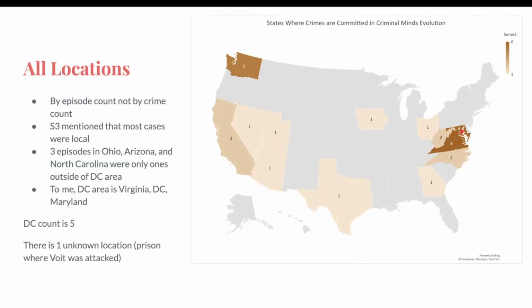And there's also 1 unknown location because the prison where Voight was attacked at the very, very end of season 2 was not specified. Additionally, Washington is also one of the most common states, and that's just high because that's where Elias Voight lived in season 1. All 5 Washington episodes were in season 1.